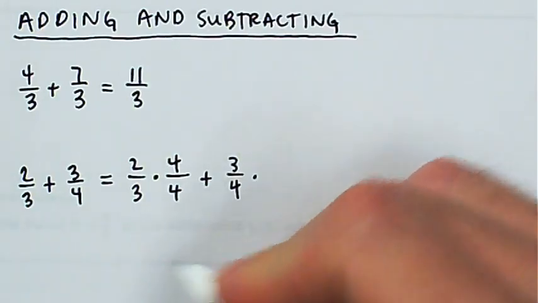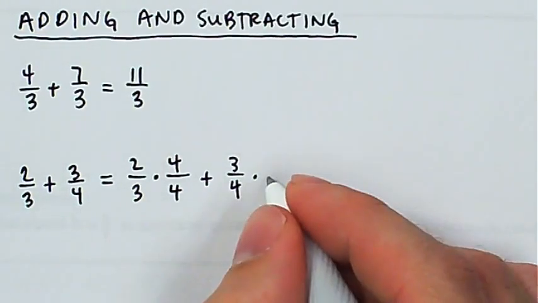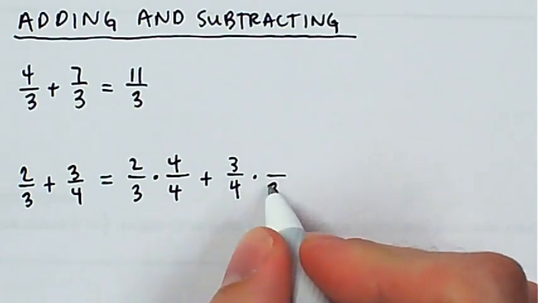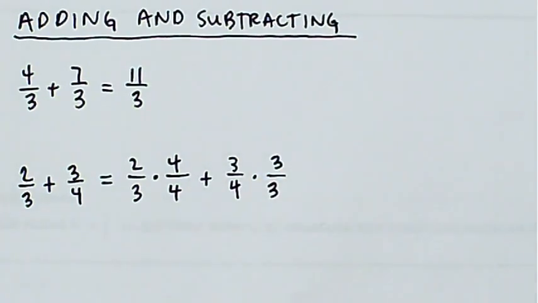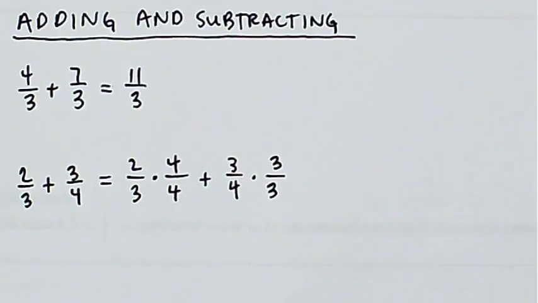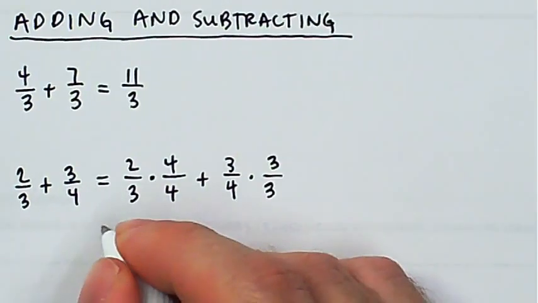I'm going to need to turn that into 12ths. So I'm going to need to do that by multiplying by 3 in the denominator. And to be fair to this fraction and not change its value, I have to multiply by 3 in the numerator as well. So I'm multiplying by a 1.